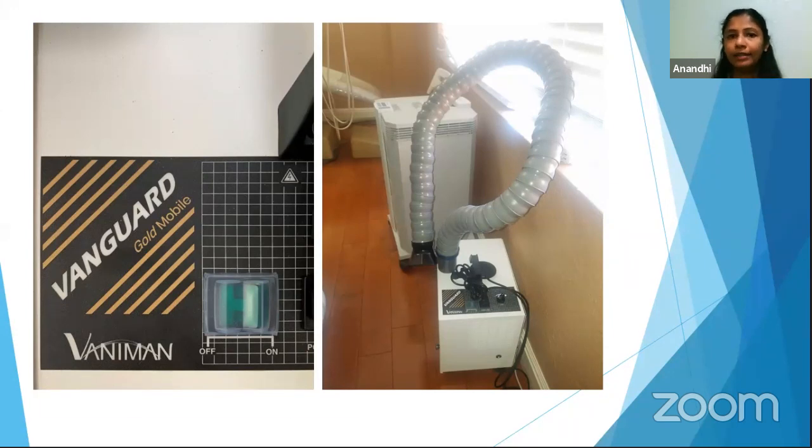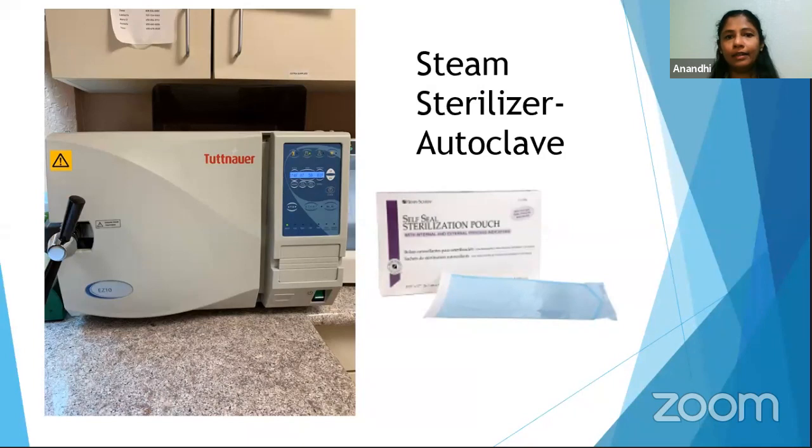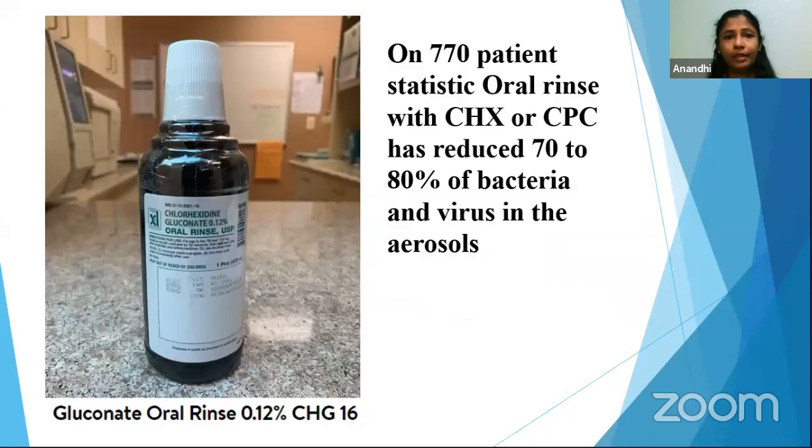So we use that. And then to clean up, of course, I have the steam sterilizer and the autoclave, and we have the pouches to clean the instruments. This is the sterilization machine that I have, the autoclave.